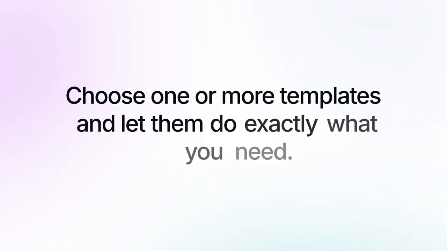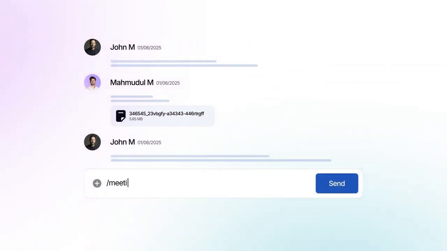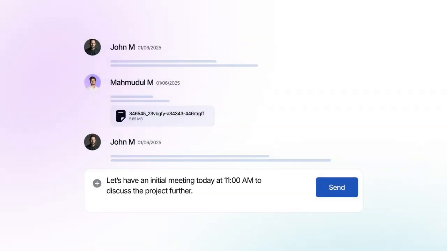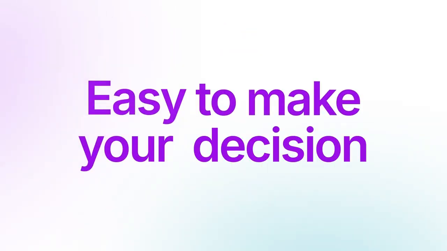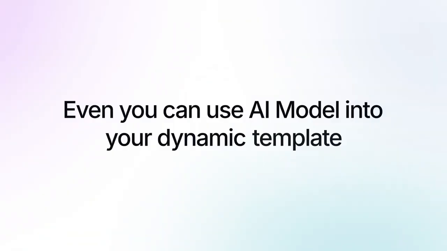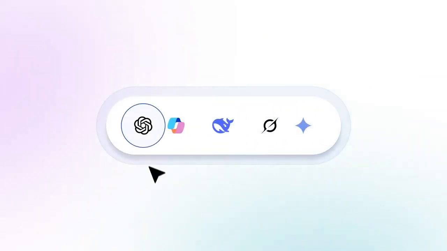Choose one or more templates and let them do exactly what you need. Type /meeting. Select your time, and done. Your predefined text with time filled, and it's done. Easy to make your decision. Even you can use AI model into your dynamic template. Either select Gemini or ChatGPT.